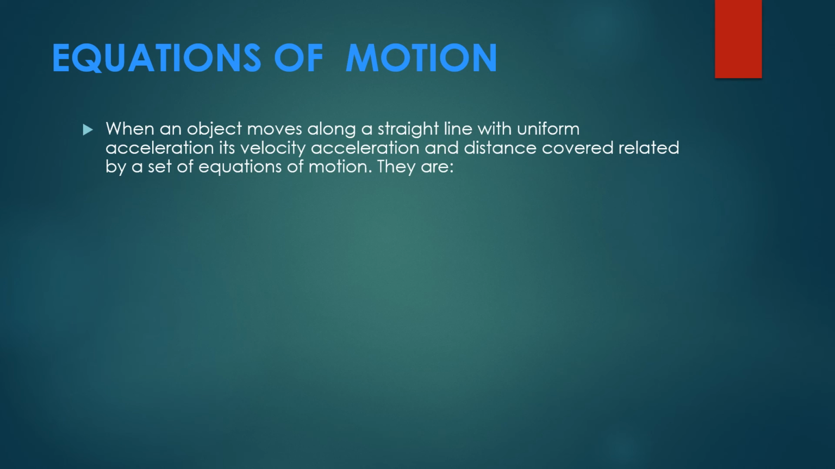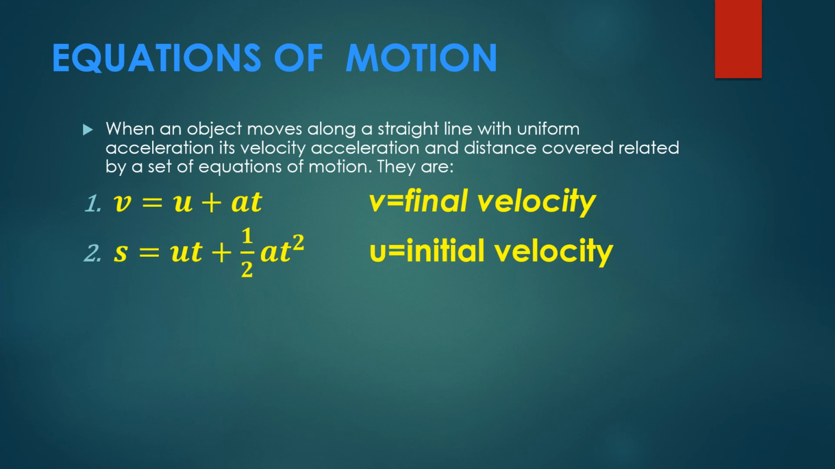Now, based on the different calculations, we have three equations of motion. When an object moves along a straight line with uniform acceleration, its velocity, acceleration, and distance covered are related by these set of equations of motion. The first equation is v is equal to u plus at, where v is final velocity, u is initial velocity, a is acceleration, and t is time.